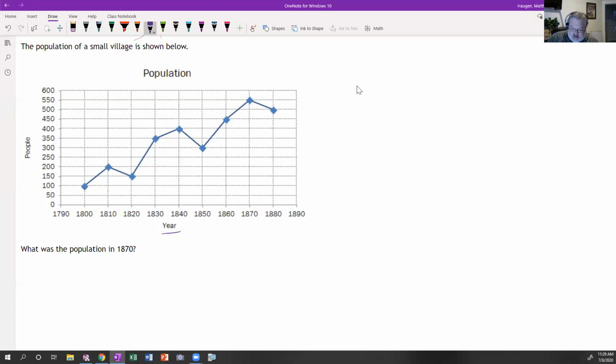You know, what is the population in 1870? Well, 1870 is there, so what's the population? Well, how high would that bar be? That bar would be at 550, so population was 550. Does it give us any scale here? Oh, it's just people. It's a little village.